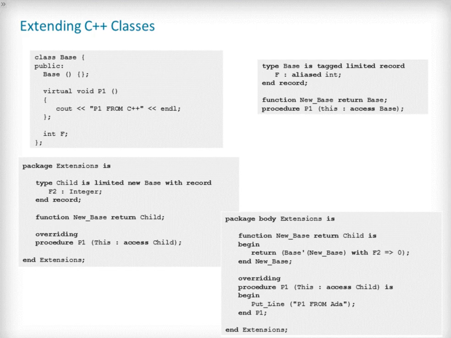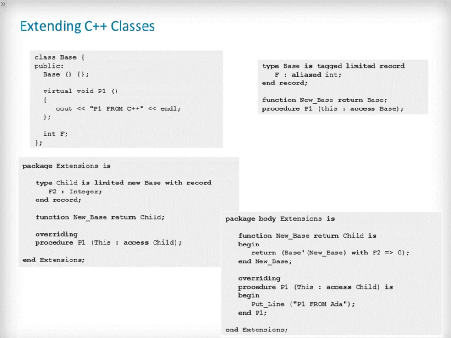It is possible to extend a C++ class from within Ada. Here we see a C++ class called Base with a default constructor, an inlined virtual function, and an integer attribute called f. An Ada tagged type called Base has been declared as a representation of this C++ class. It is tagged limited to ensure no copies can be made, but extensions are permitted, and the attribute f has been represented by an aliased integer field. A factory-style constructor has been declared called newBase, along with an Ada representation of the C++ virtual function p1.